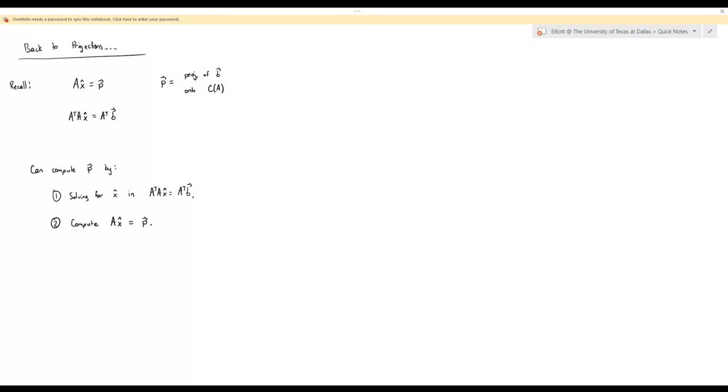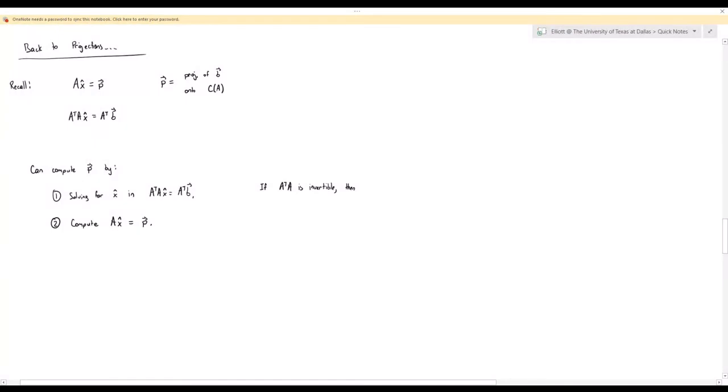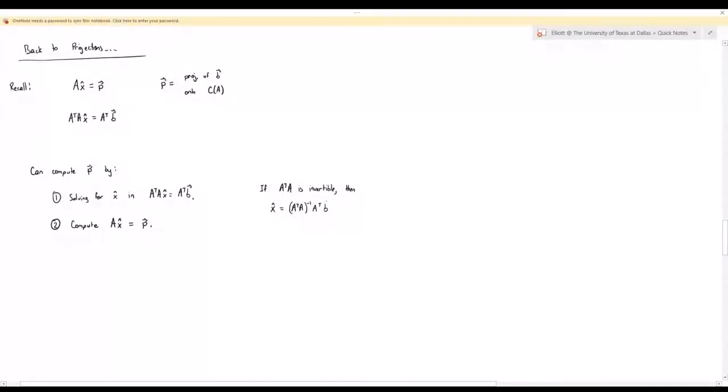Now, if A transpose A is invertible, then in theory this first equation here could be solved by just multiplying A transpose A inverse to the other side of the equation.